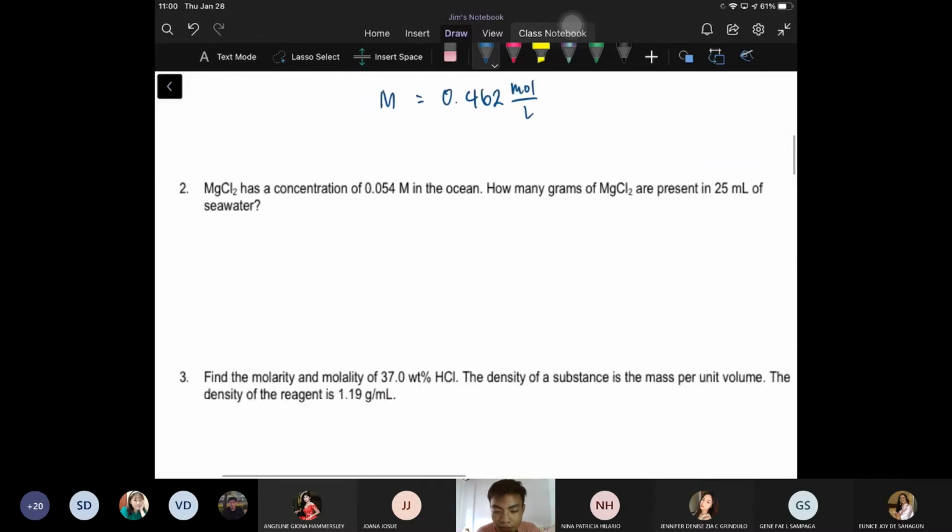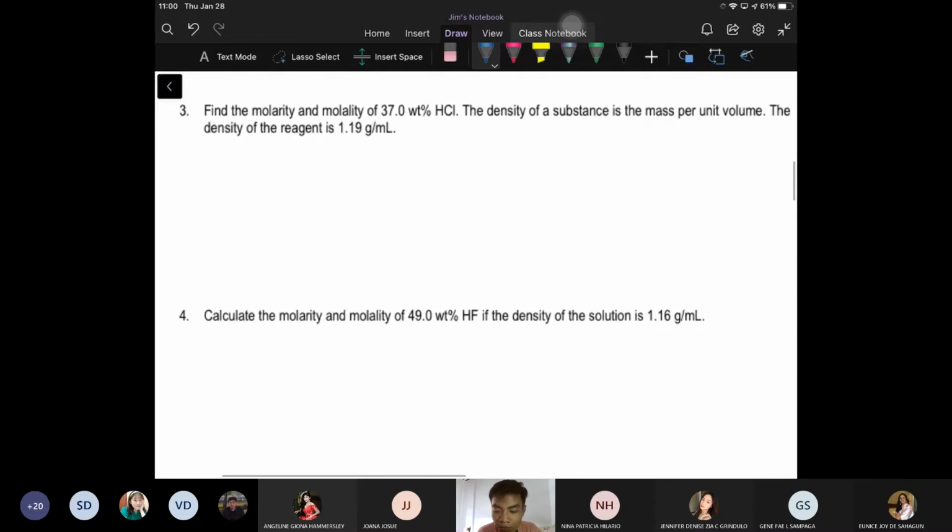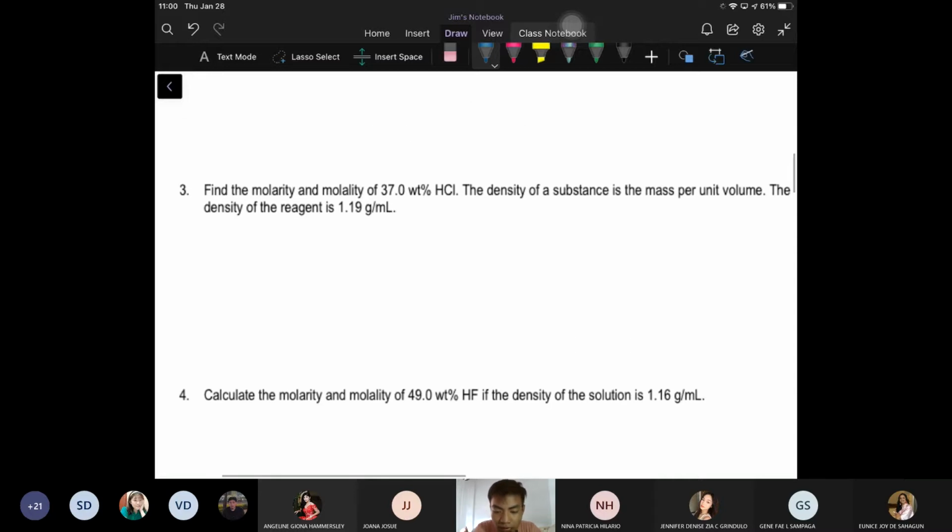Okay? So, next one. Let's have number 3. Find the molarity and the molality. Oh, by the way, we did not discuss molality. No? Ano ba yung molality? No? This is a concentration unit, no? Na similar with molarity, pero hindi na natin discuss. Bakit? Kasi for anachem, ang ginagamit natin ay molarity. No?